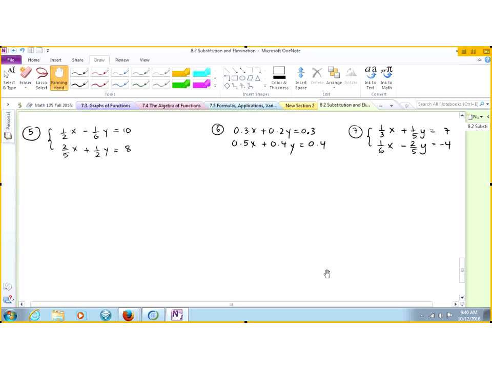Let me tell you what the answer was, so you could check. For number 5, the answer was 20, 0. And then for number 6, the answer was 2, negative 3 over 2. And then for this one, 1/3 x, 12, 15. That's for you to check your answer, but I'd like you to try it.